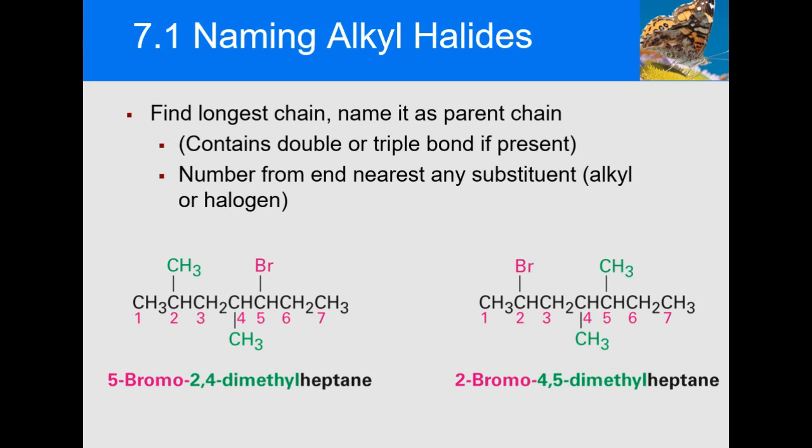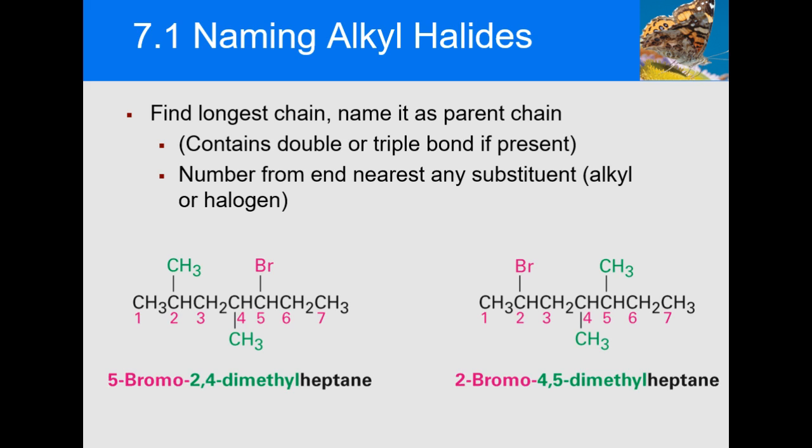So section 7.1 talks about naming of alkyl halides, and we've already talked about this, so this shouldn't be anything new, but pretty much you find your longest continuous chain, you find its parent. If it has a double or triple bond, then the double or triple bond is the parent, and then you number from the end nearest any substituents. It doesn't matter if it's a halogen or an alkyl group.